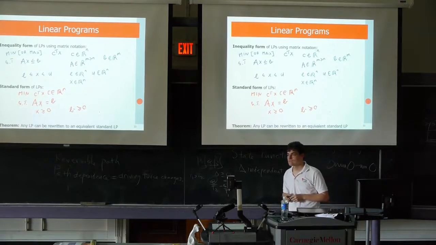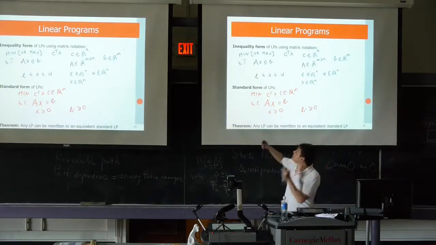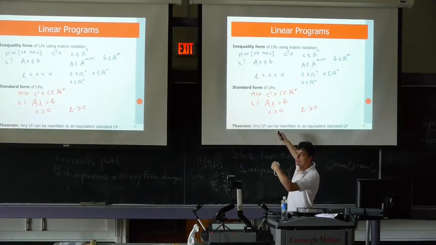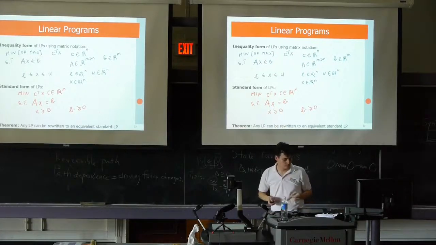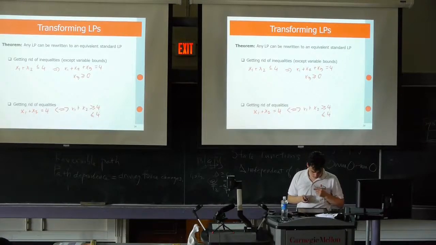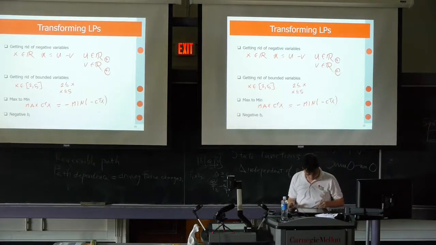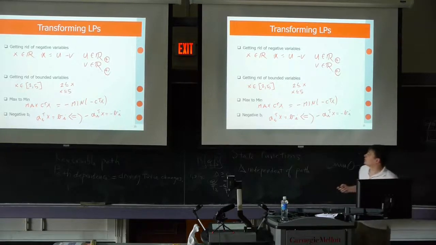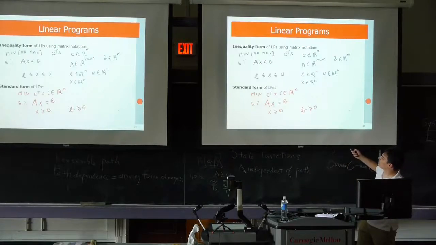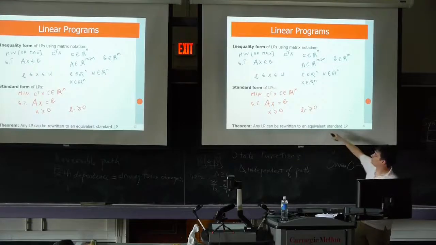Yes, if I just multiply that row of matrix A by minus 1. I rewrite the whole thing to equations, and then I can just multiply both sides by minus 1 in that row. So a_i transpose x is b_i if and only if minus a_i transpose x is minus b_i. Okay, so if you just use these steps, then let's prove this.